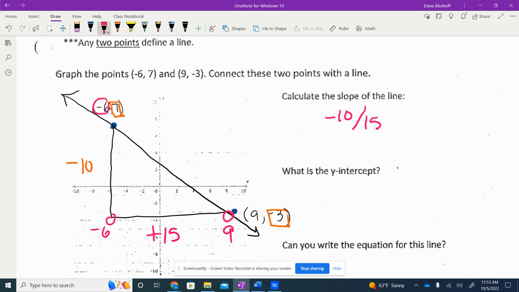Yeah, it's -2 over 3. So my slope is -2 over 3.